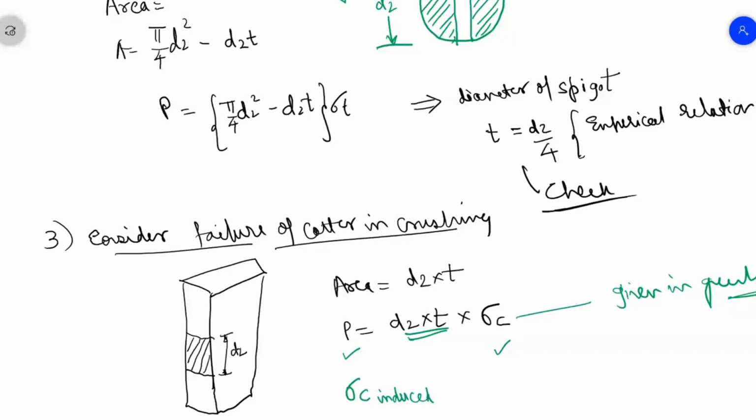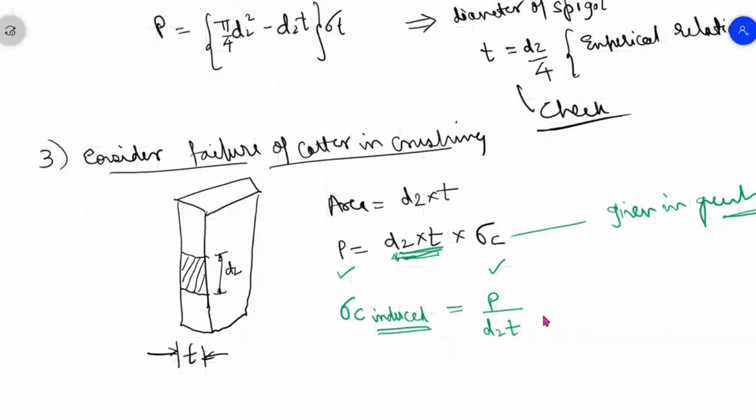See, where did we get the value of sigma C? In the question we are given the value of sigma C. Let us consider that the value of sigma C given in the question is 100 Newton per mm square. Okay, right now we are not using that value, we keep it aside. Considering that we don't know the value of sigma C, we are again finding the value of sigma C. So this is what? This is induced sigma C. Because of this force here, this is the area which is subject to crushing. So how much stress is generated? That is called induced sigma C. So that can be found. It is P upon D2 into T.